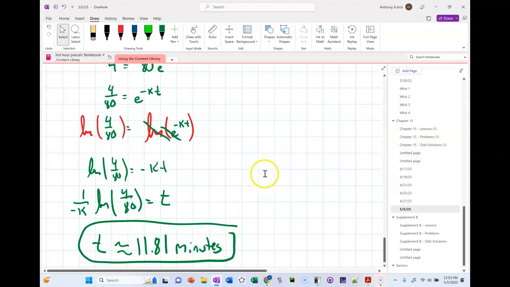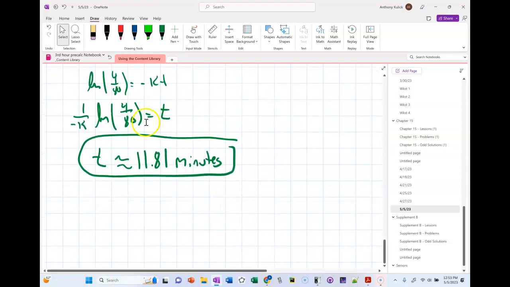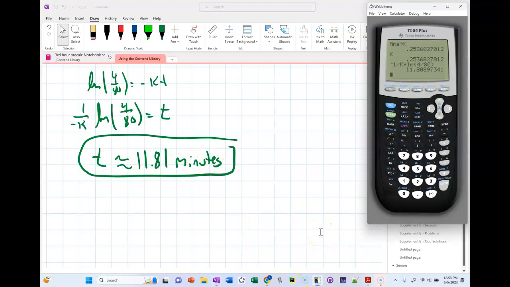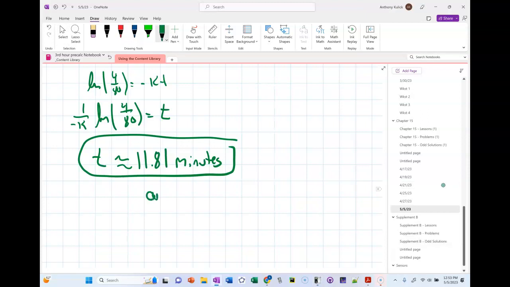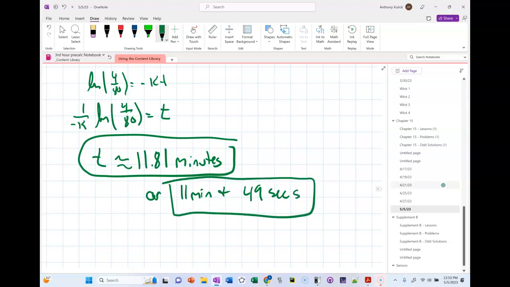What if I wanted that in minutes and seconds? How would I turn 11.81 minutes into like 11 minutes and some seconds? Well, I'm going to subtract the 11 off, right? Because I know I'm going to say 11 minutes, and then just take everything left and multiply by 60. So you could call that 11 minutes and we'll round up to 49 seconds. Either way would be okay.